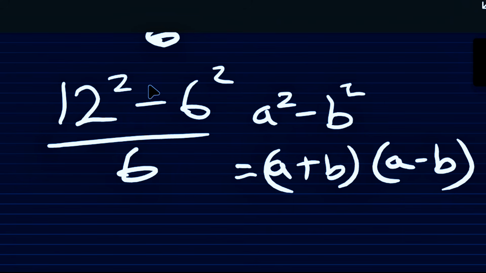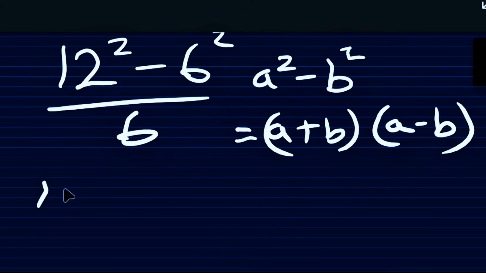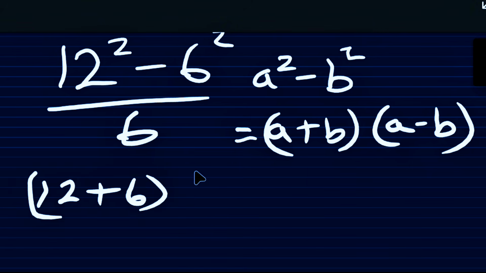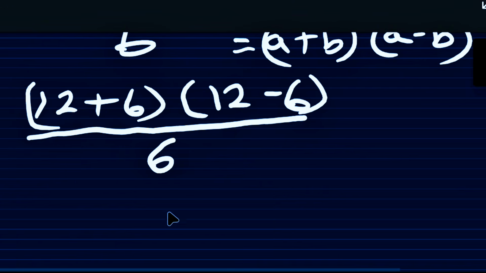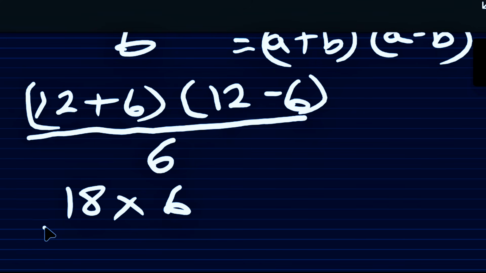So if we express this numerator in this form, we are going to have 12 plus 6, then multiply by 12 minus 6, and we'll divide everything by 6. Okay, so from here, 12 plus 6 will give us 18, then times 12 minus 6 will give us 6 again. Then we'll divide everything by 6.